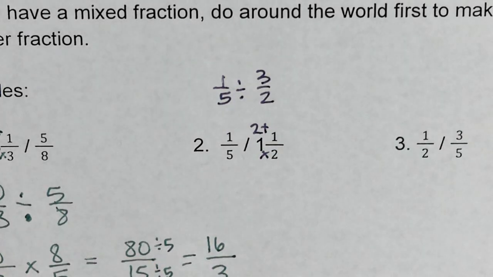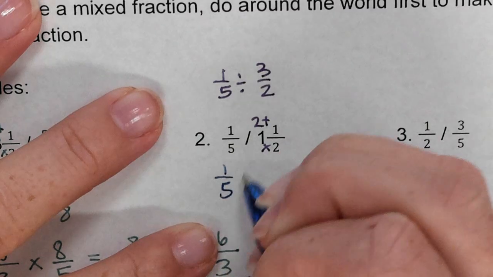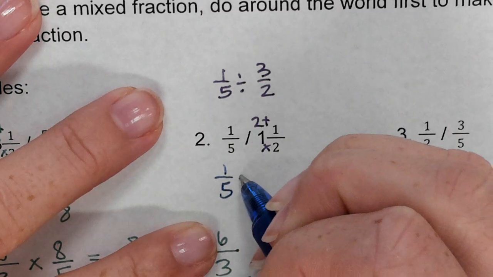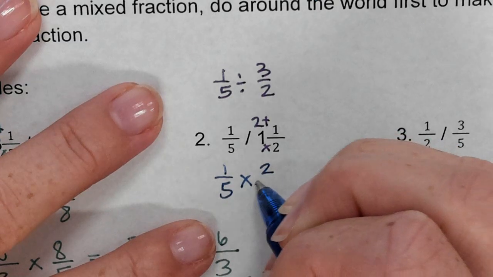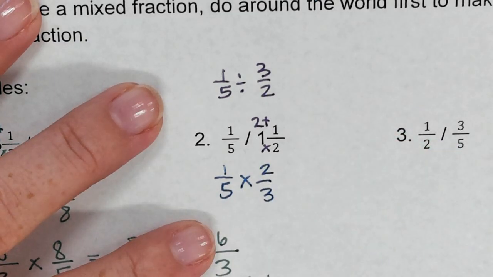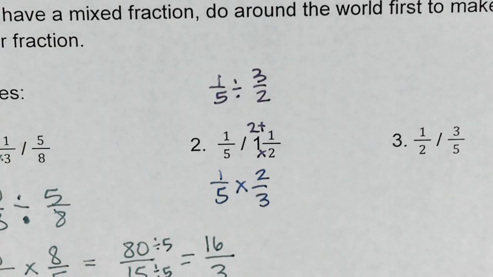Do not cross simplify until you've done keep, change, flip. You cannot do it. Okay? All right, y'all ready to keep, change, flip? Keep 1/5. Change the division to multiplication, and flip 3/2 to its reciprocal, which is 2/3. Flip it. Whatever's the numerator becomes the denominator, whatever's the denominator becomes the numerator.